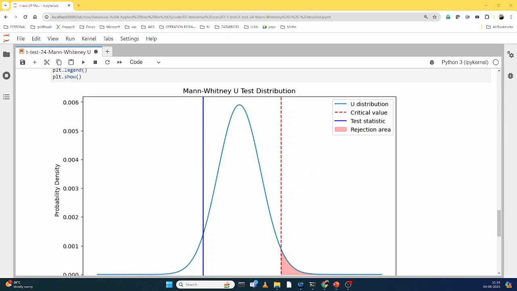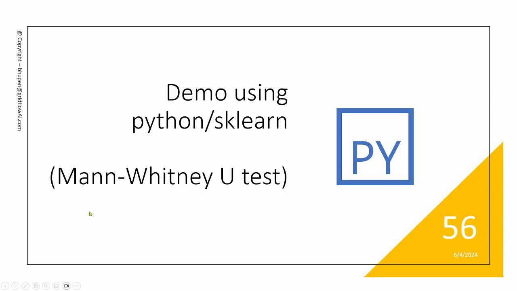And that is what we saw, the p-value was 0.09. That is not less than 0.05, so we cannot reject the null hypothesis. So it's pretty much validated, and this is how the Mann-Whitney U test is done manually and also using the package. Okay, so that was the demo using Python code showing the Mann-Whitney U test.